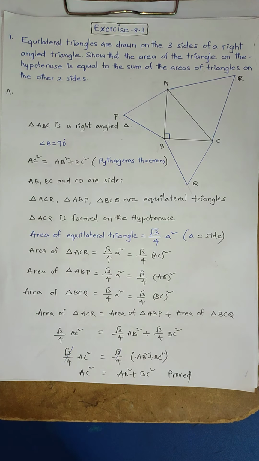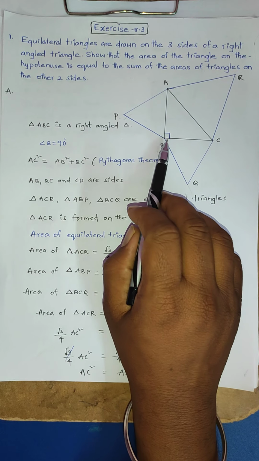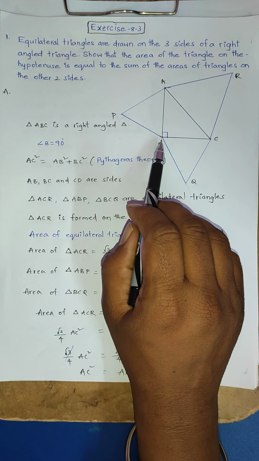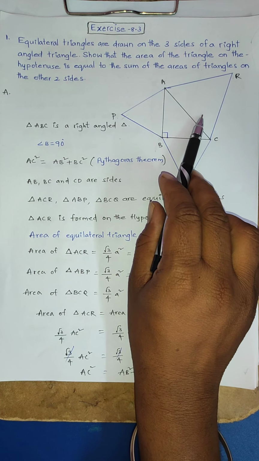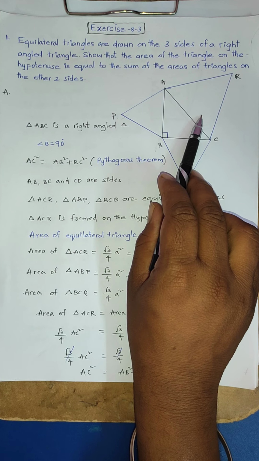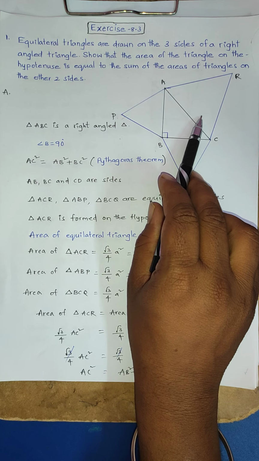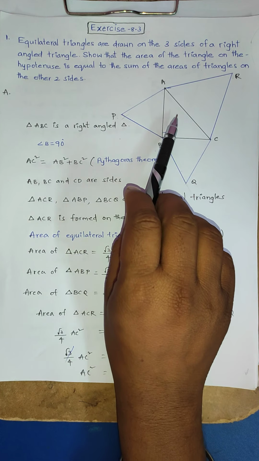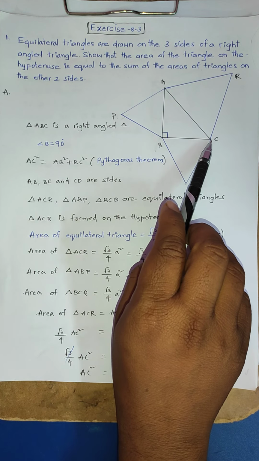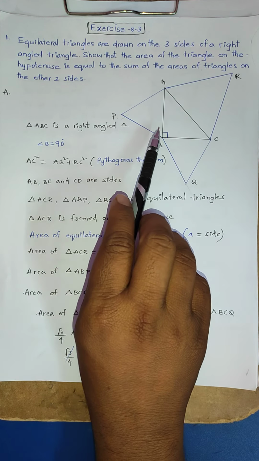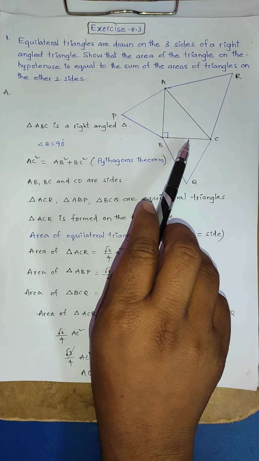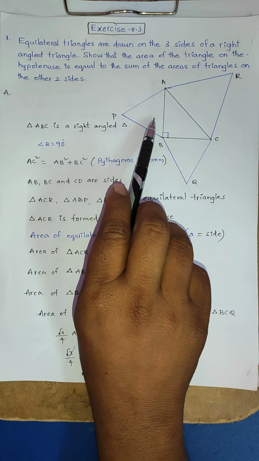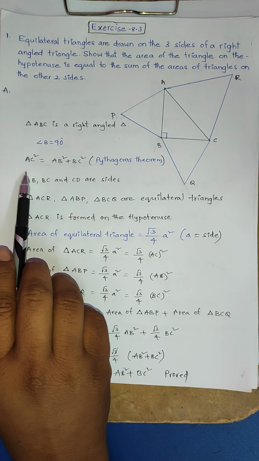ABC is a right angle triangle. Here angle B is 90 degrees. Opposite to angle B 90 degrees is the hypotenuse. So as per Pythagoras theorem, hypotenuse square is equal to perpendicular side square plus base side square, AB square plus BC square.